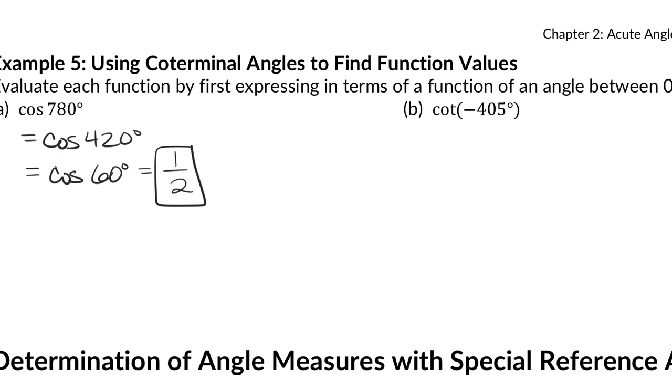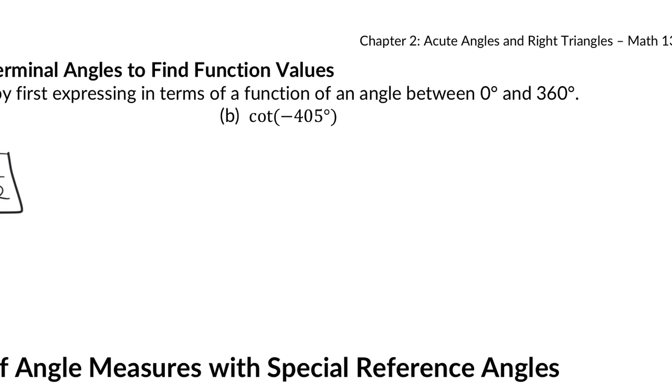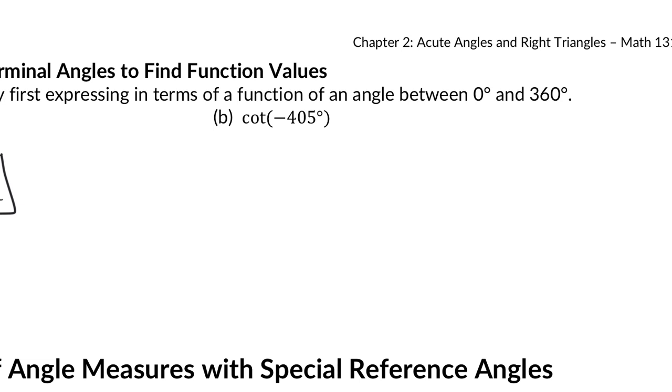Or let's say we're doing cotangent of negative 405. This time, instead of subtracting 360, I'm going to add 360 because I want to make it a positive number. Negative 405 plus 360 is negative 45 degrees. Still negative. Don't love that for myself. So we're going to add 360 again, and we end up getting the cotangent of 315.